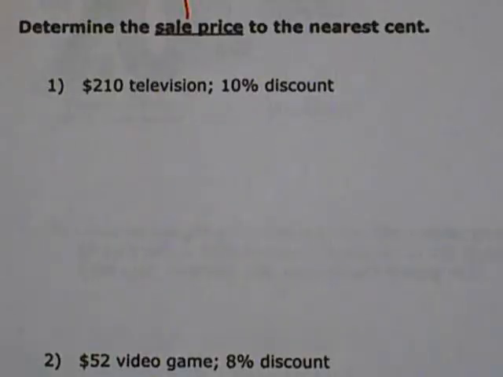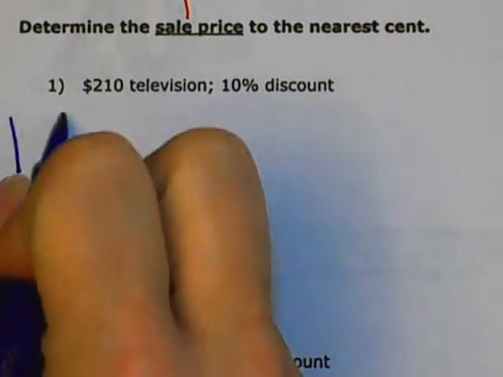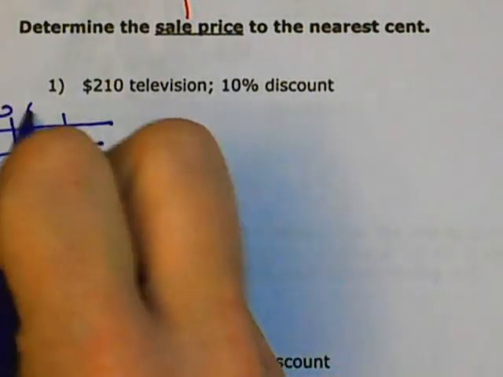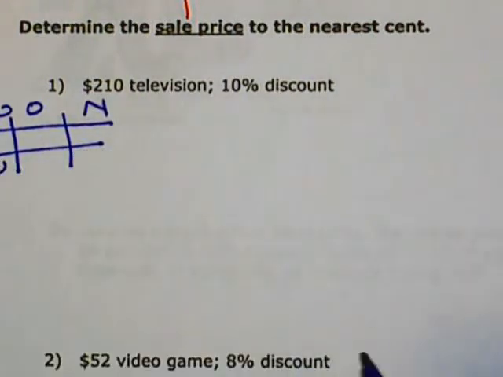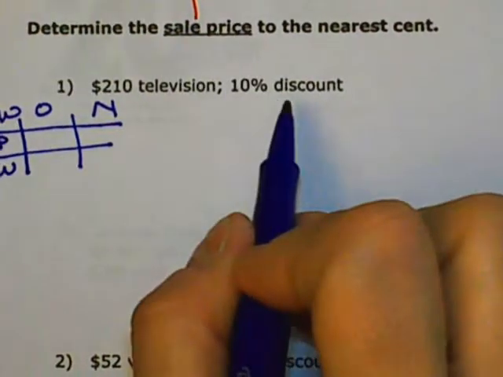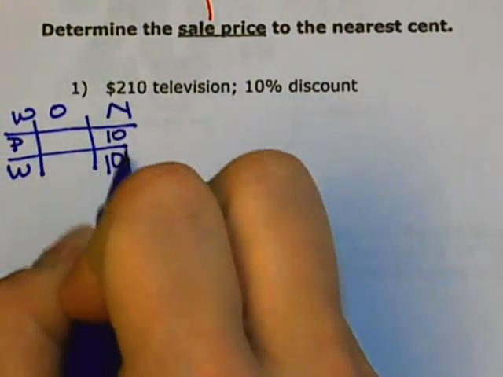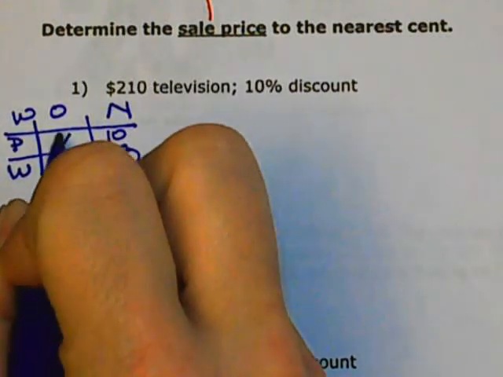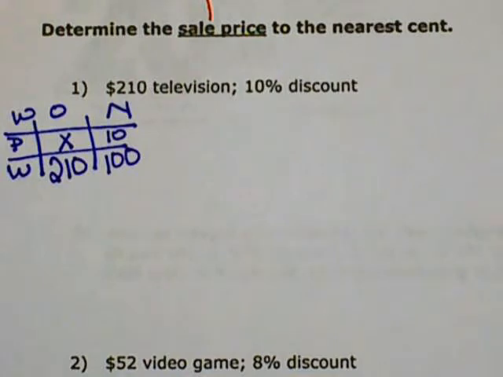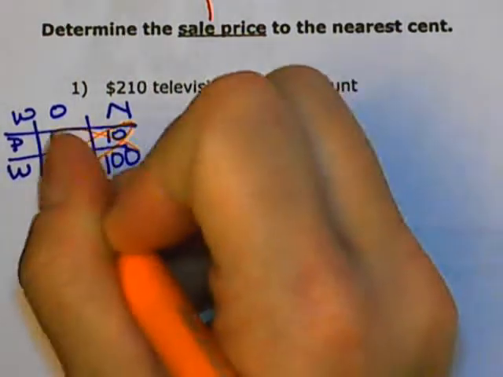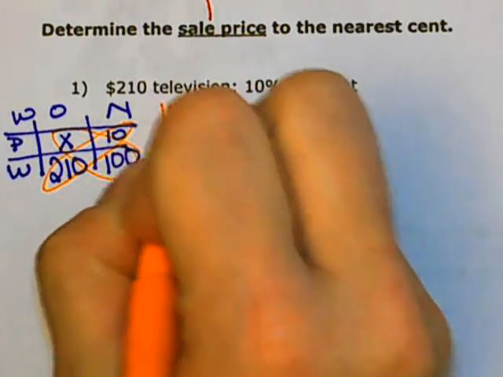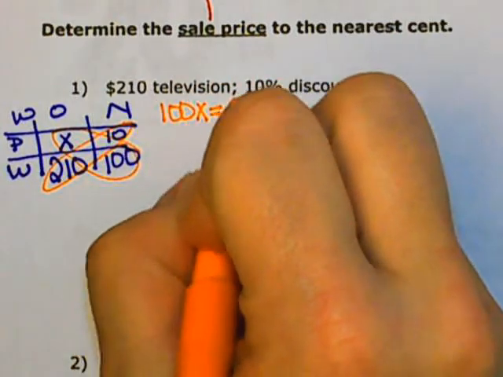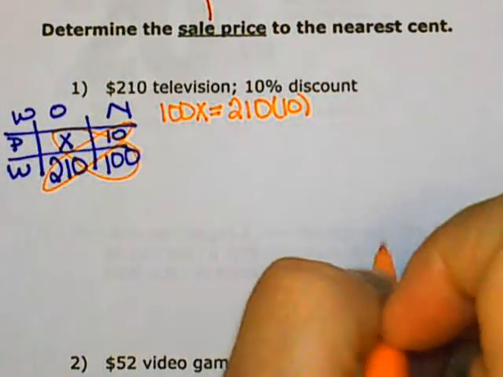Number 1, determine the sale price of a $210 television at a 10% discount. We will continue to set up the one proportion table of a part over whole. The percent always goes over 100. The original is always on the bottom, and we will be calculating the amount of discount. We will cross multiply: 100 times x equals 210 times 10.